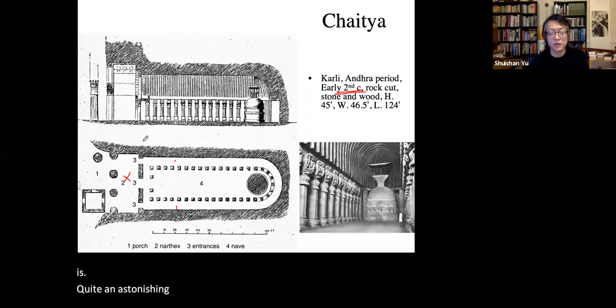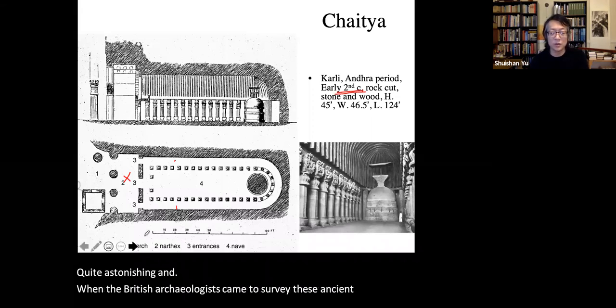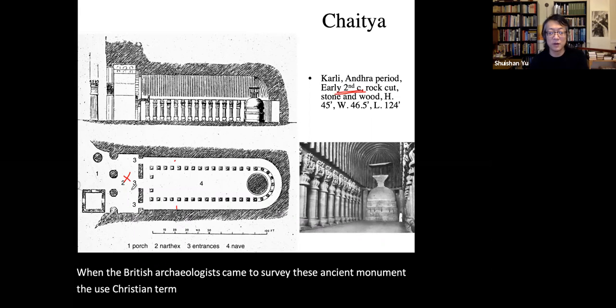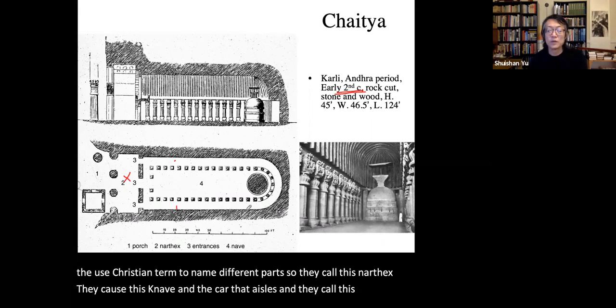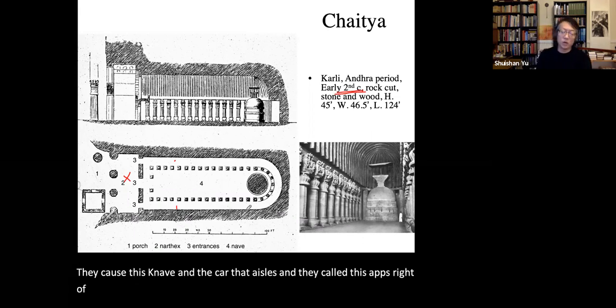And when the British archaeologists came to survey these ancient monuments, they used Christian terms to name different parts. So they call this narthex, they call this nave, and they call that aisles, and they call this apse, right? Of course, these are our terms. This is not the original Indian term 2,000 years ago.